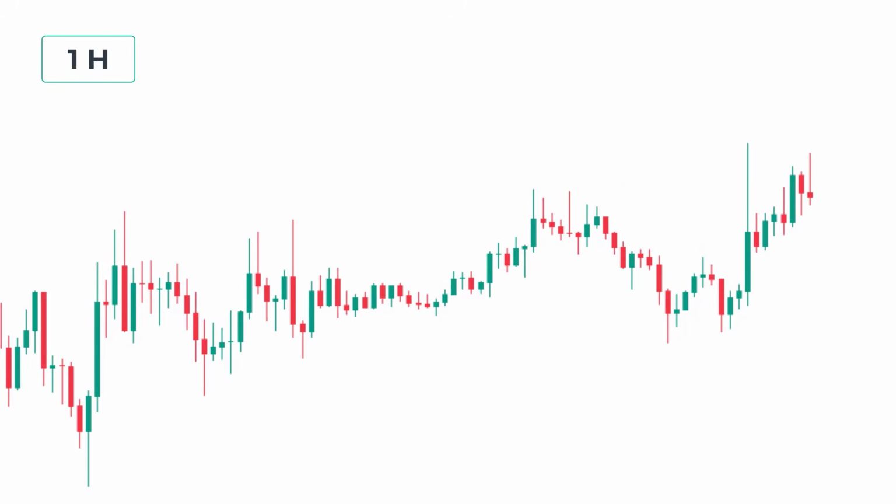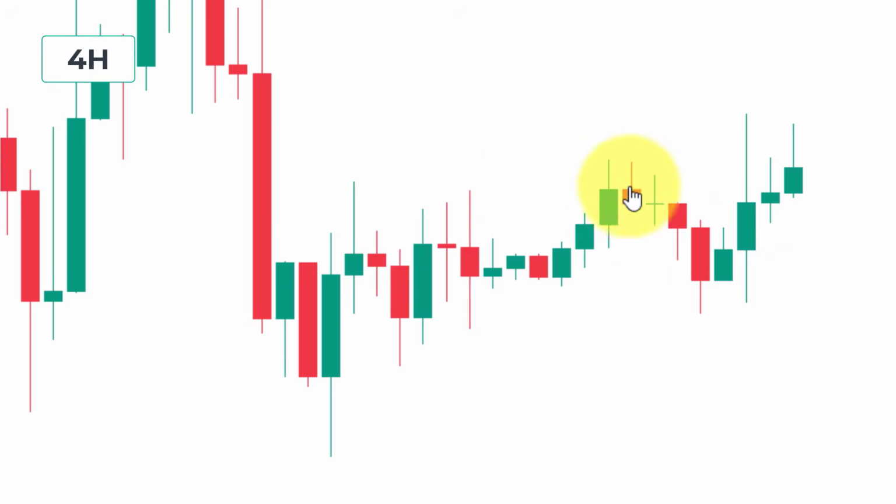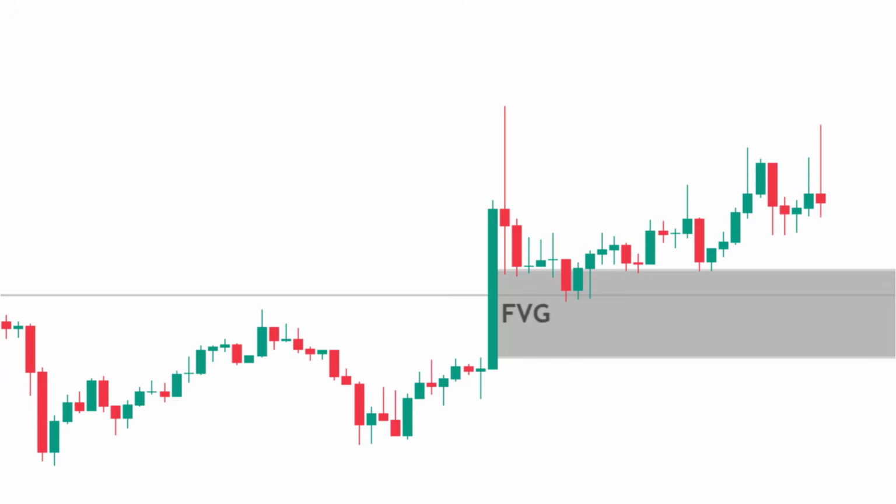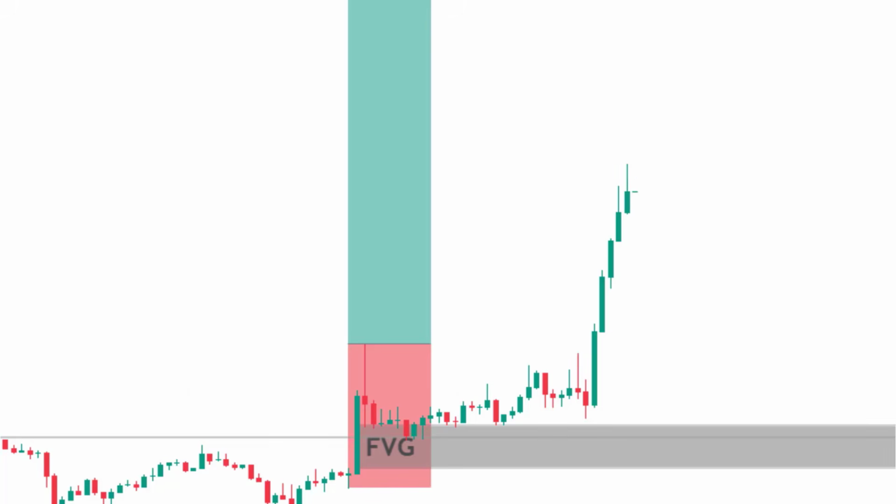On the 1-hour chart, we see higher highs and higher lows. On the 4-hour chart, we see the same bullish structure. Everything is aligned. Now, we can enter the trade with confidence.